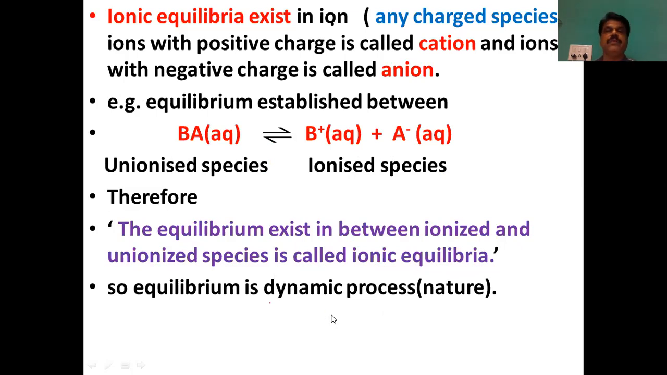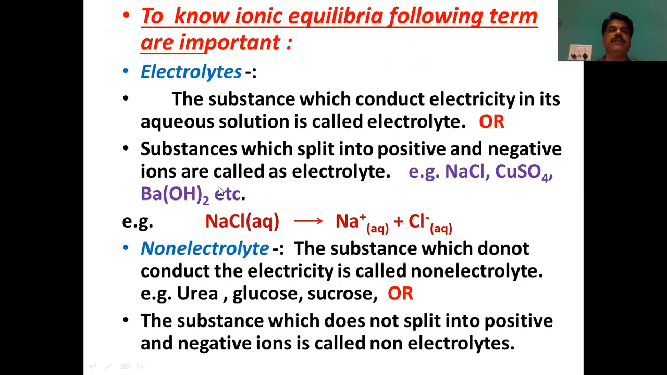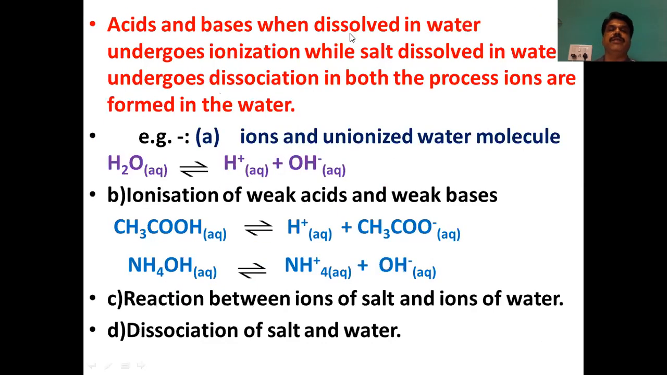Then, when acids and bases dissolve in water, they undergo ionization. When a salt is dissolved in water, it undergoes dissociation. But in both cases, ions are formed in water. Therefore, there are 4 examples behind ionic equilibria.